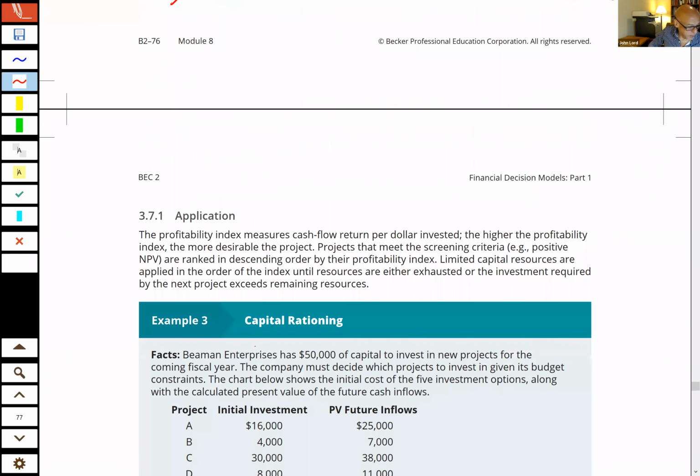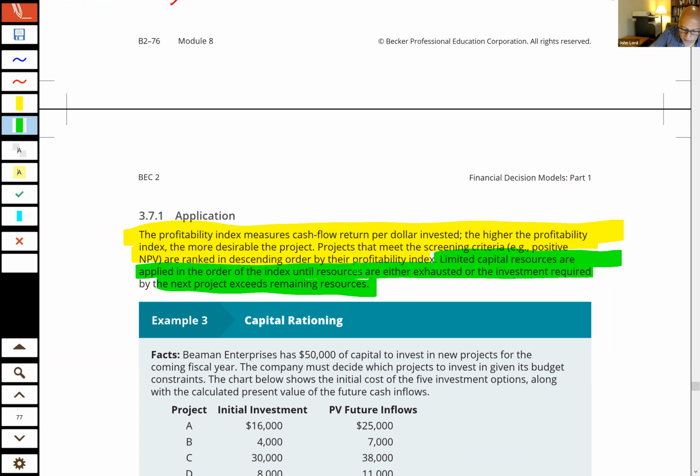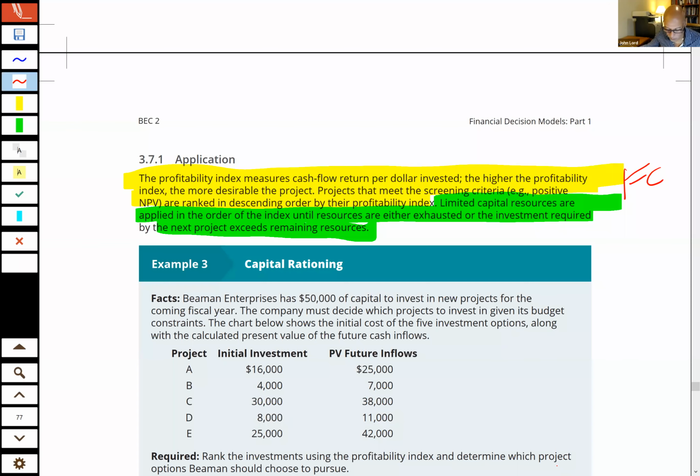And then when we apply that, the profitability index measures cash flow return per dollar invested. The higher the profitability index, the more desirable the project. Projects that meet the screening criteria, positive net present value, are ranked in descending order by their profitability index. And then the limited capital is applied in order. So this one is a little more sophisticated than what I had you write in the margin a minute ago. Now it's saying, yeah, this project maybe has a higher net present value, but it's going to eat up all of our capital, and the amount of capital that it's eating up isn't worth the positive net present value as much as something with not as much capital being used and not as high a net present value, but higher relative to the amount of the initial investment.